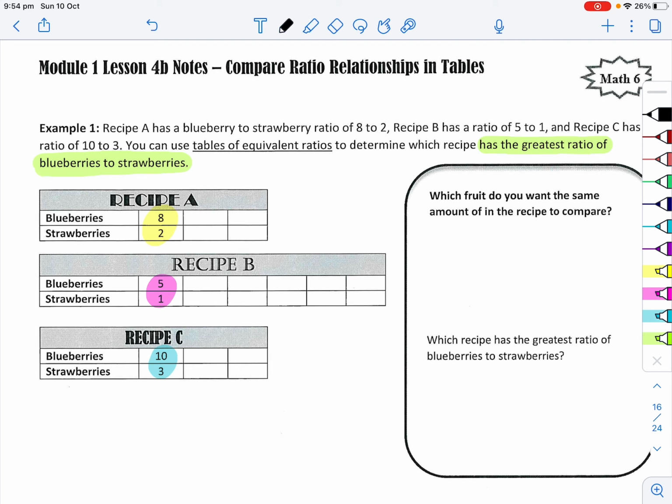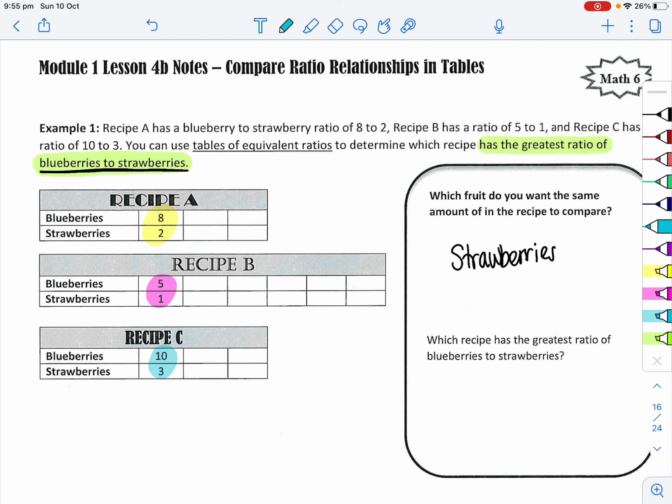And the part of this that I want to focus on is this blueberries to strawberries. If I want to know which recipe has the greatest ratio of blueberries to strawberries, I am going to make the strawberries the same because I want to know which recipe gives me more blueberries. So when it says which fruit do you want the same amount of in the recipe to compare, you want the same amount of strawberries. Okay, what I want to know in this problem is if I have the same amount of strawberries, who gives me more blueberries, or which recipe has the most blueberries?